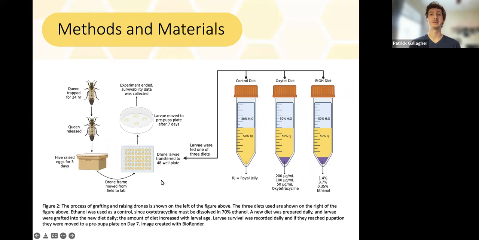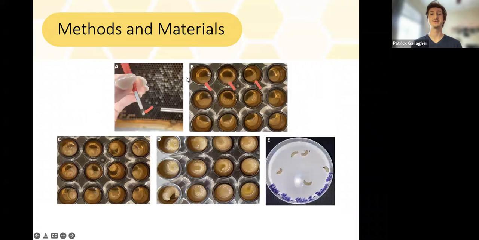Drone larva survivability was calculated each day as they were moved to a new 48-well plate and fresh diet. After 7 days, the larvae that survived were moved to a pre-pupa plate, and here the experiment ended and all final survivability data was collected. And here are some pictures that we took along our experimental process.